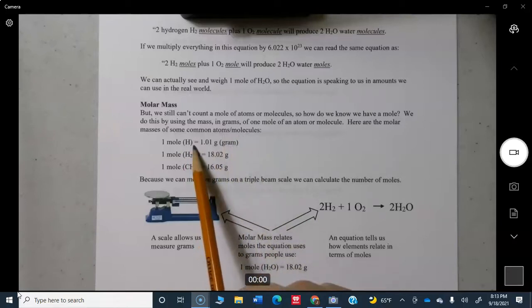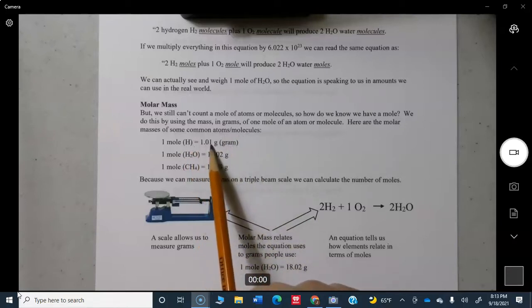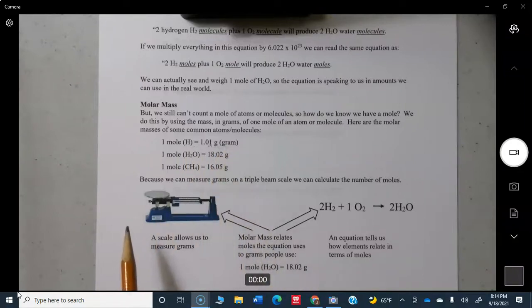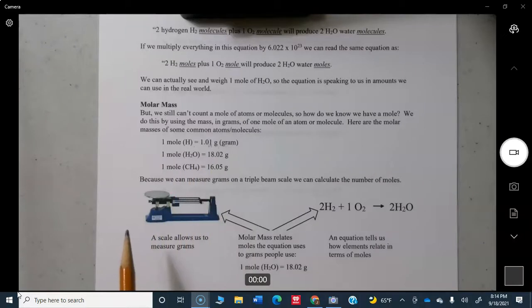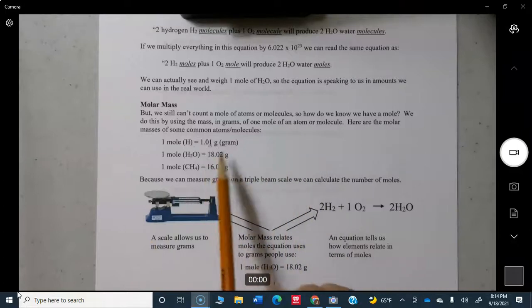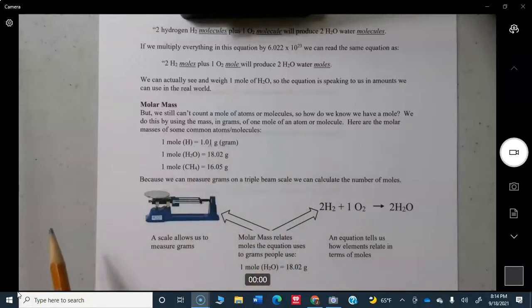So for 1 mole of hydrogen, you get this off the periodic table. 1 hydrogen atom is 1.01 atomic mass units. We'll almost never use the term atomic mass unit again. 1 mole of hydrogen is 1.01 grams. That's something we can measure on a scale. 1 mole of H2O is 18.02 grams. 1 mole of CH4 is 16.05 grams. Those are all measures that we can weigh on a scale.